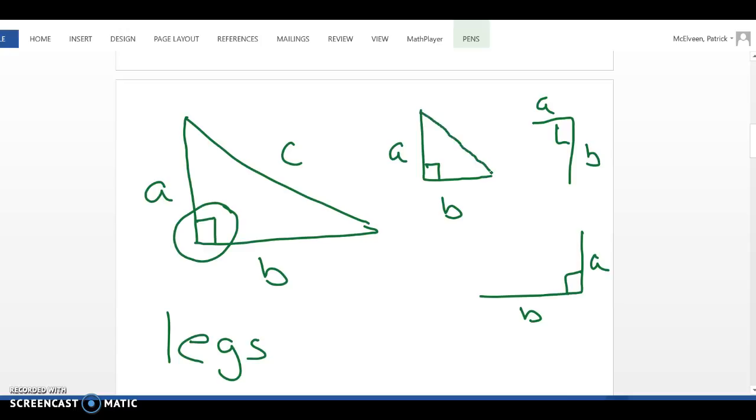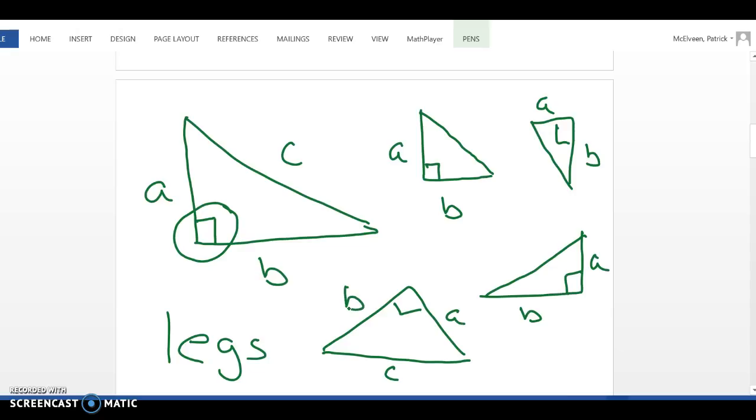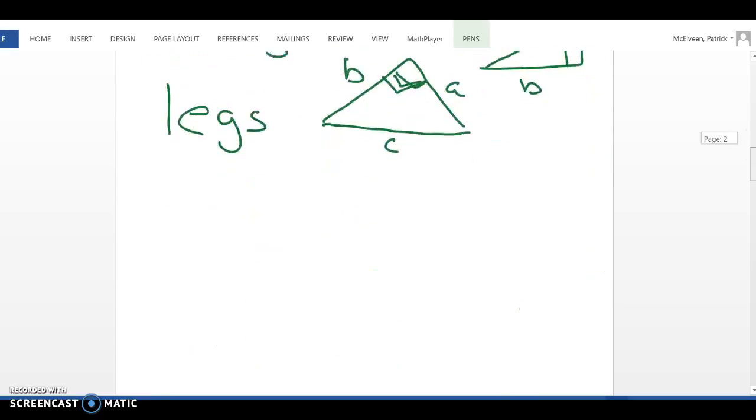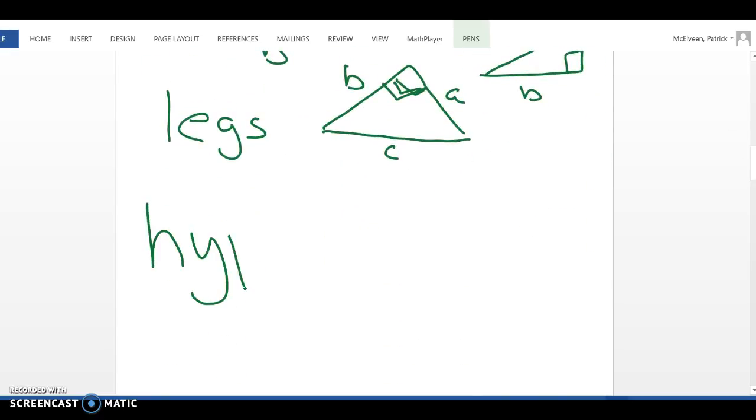So C, you'll notice, is always opposite the right angle. And some people might refer to it as the slanted side. But you want to be careful, because if this is your right angle, the hypotenuse is not the slanted side. But while the hypotenuse is not slanted, it's still the hypotenuse. Alright, so the legs form the right angle, and C is always the side opposite the right angle. And that's the side we call the hypotenuse.